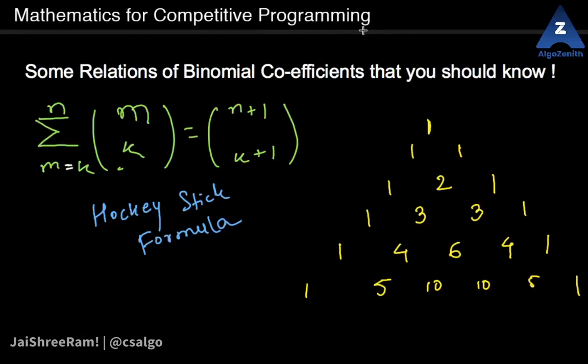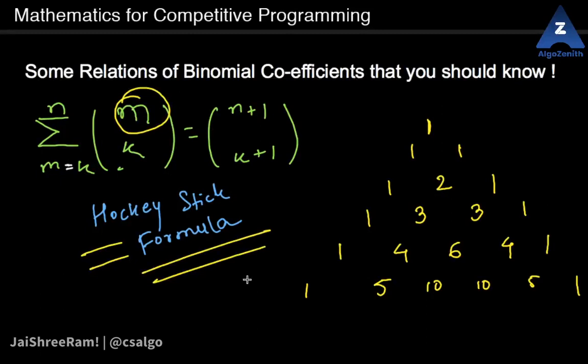Let's look at the next one. So summation of m choose k from m equal to k to n. So that means the top part of n choose k is increasing, right? Now this turns out to be equal to n plus 1 choose k plus 1, and this formula is famously called the hockey stick formula. Now why is this the case?